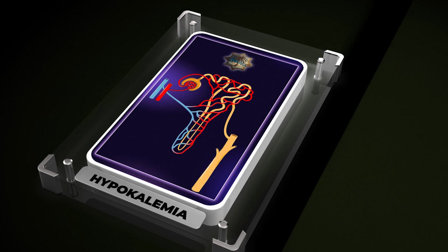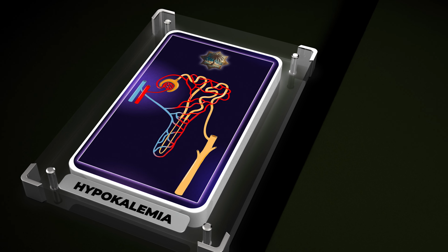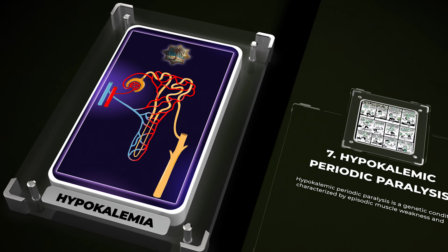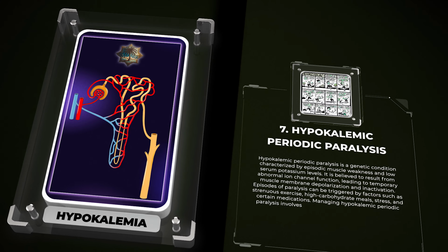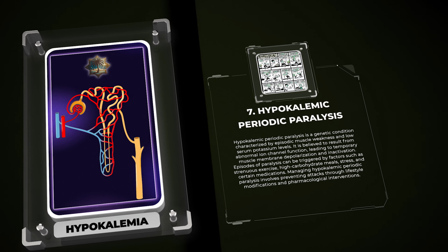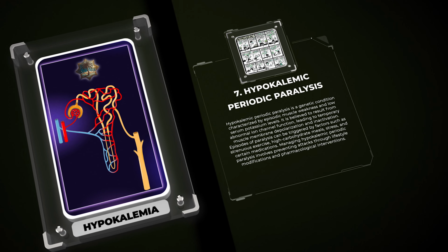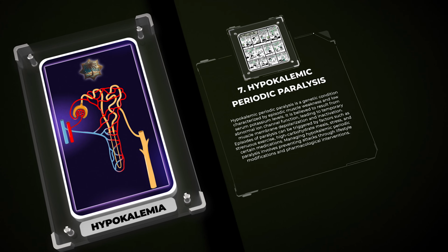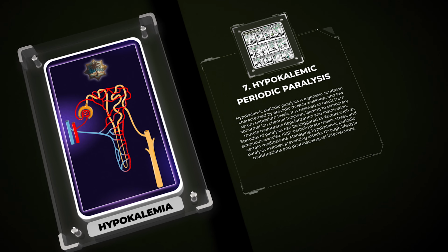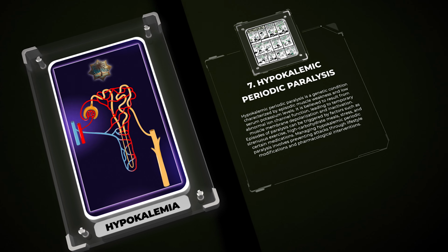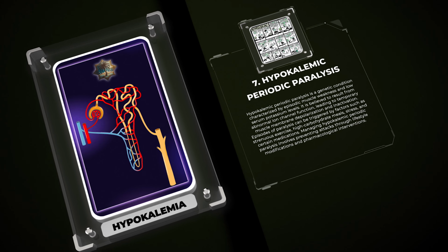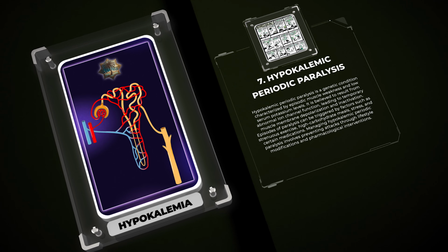Hypokalemic periodic paralysis is a genetic condition characterized by episodic muscle weakness and low serum potassium levels. It is believed to result from abnormal ion channel function, leading to temporary muscle membrane depolarization and inactivation. Episodes of paralysis can be triggered by factors such as strenuous exercise, high carbohydrate meals, stress, and certain medications. Managing hypokalemic periodic paralysis involves preventing attacks through lifestyle modifications and pharmacological interventions.